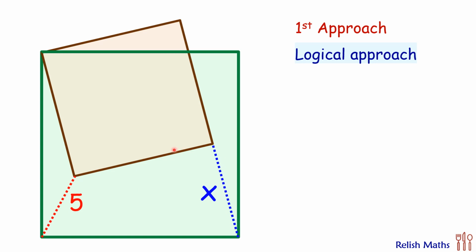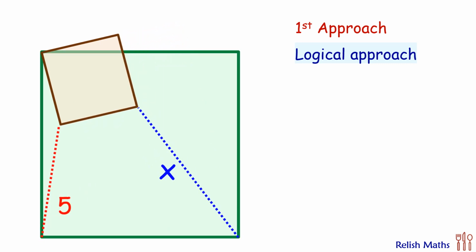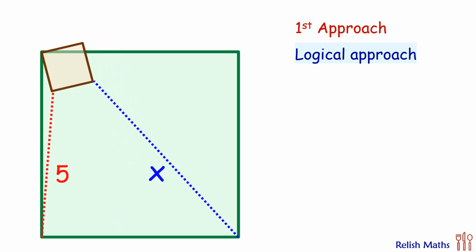So let's decrease the size of this brown square. Now we have reduced the size of the brown square, but the question still remains unchanged, because the distance between these vertices is 5 and the distance between the other two vertices is what we have to find. Now we have reduced the size further, but still the question remains unchanged, and thus our answer for the value of x will remain unchanged.